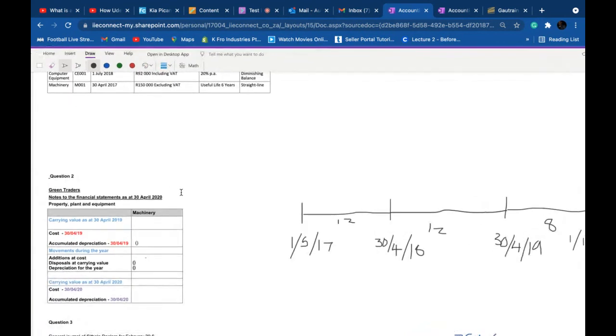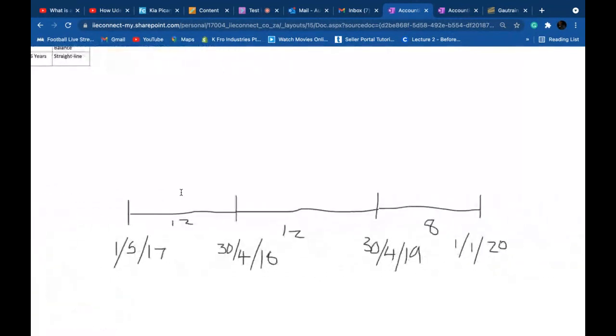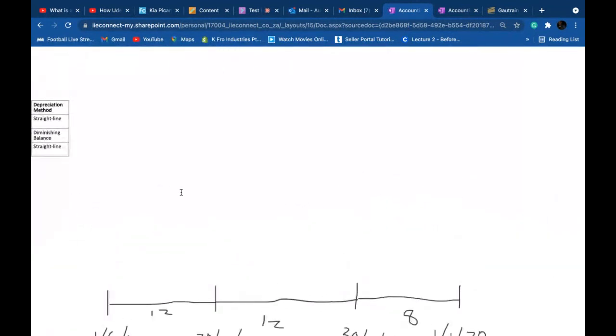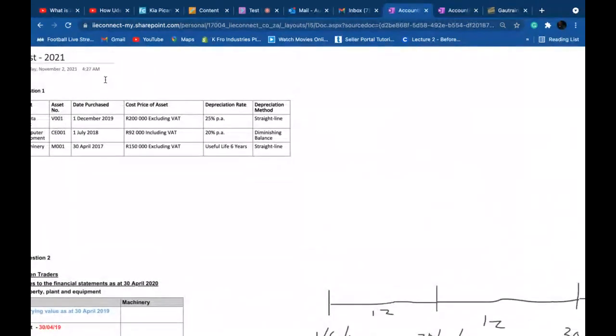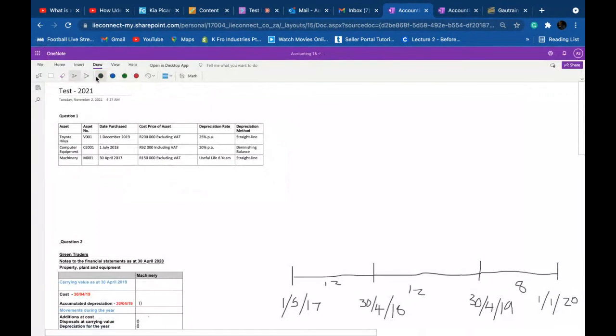I think I can zoom in. Okay, well, I personally would do the depreciation first, because then it just becomes so much easier, because now you can see, okay, we're just literally filling in. So let me use blue. The cost for this was 220,000. And that's excluding VAT, so we are happy.